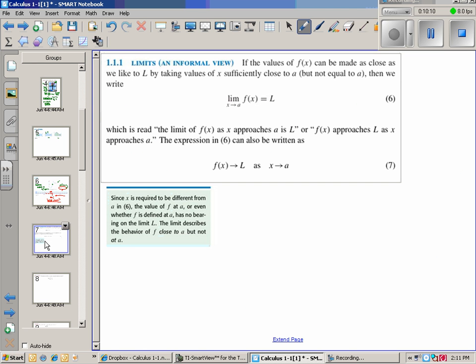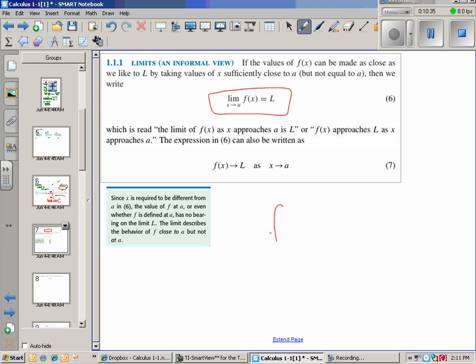Okay, so informally, what we want to say is we want to be able to read this: the limit as x approaches a of some function is equal to L. As x approaches some value, the y values are approaching some finite value. That would be its limit.